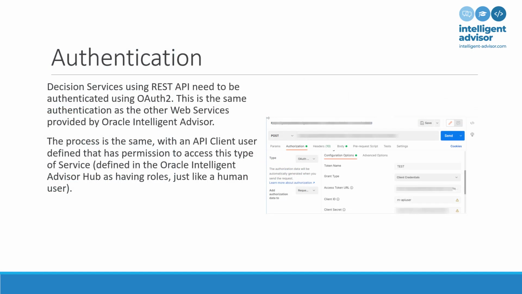As we mentioned before, every call that you make is going to need to be authenticated. So the easy way to do it in Postman is to link the authentication to the service call, or indeed to a collection of service calls, and then just reuse the authentication token each time you make a call. And this is the same process as you've seen if you have already in other Oracle Intelligent Advisor web services. This means that in order to follow the exercise that I'm going to show you, you would need to have an API client defined that has decision service access.